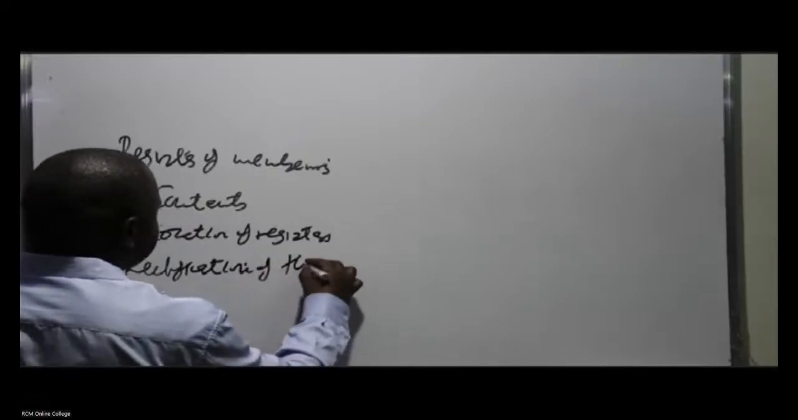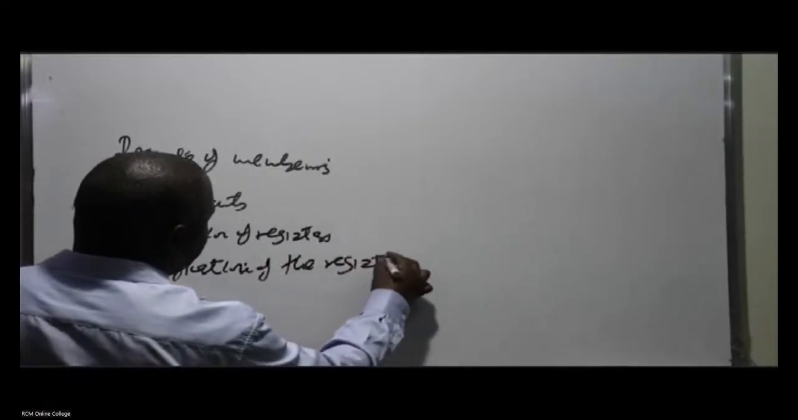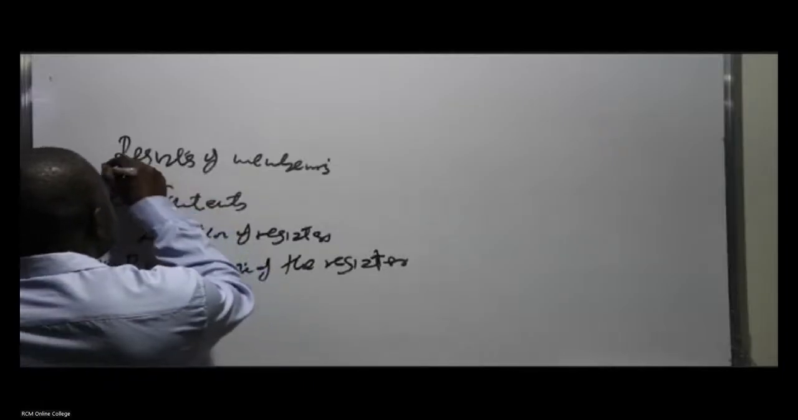Rectification of the register. So you must be able to know under what circumstances you can end up having to rectify. Rectify is to change. So the register of members, you've already been able to say it enlists all those who are members of what?